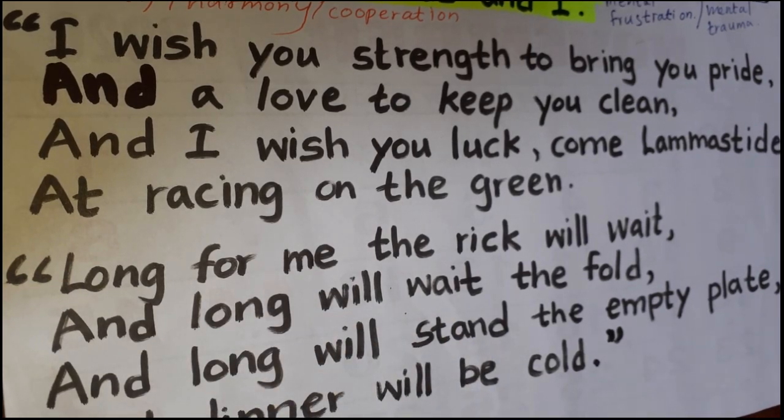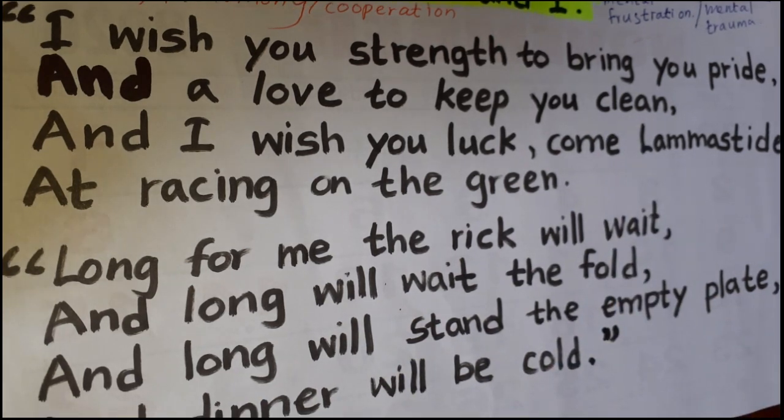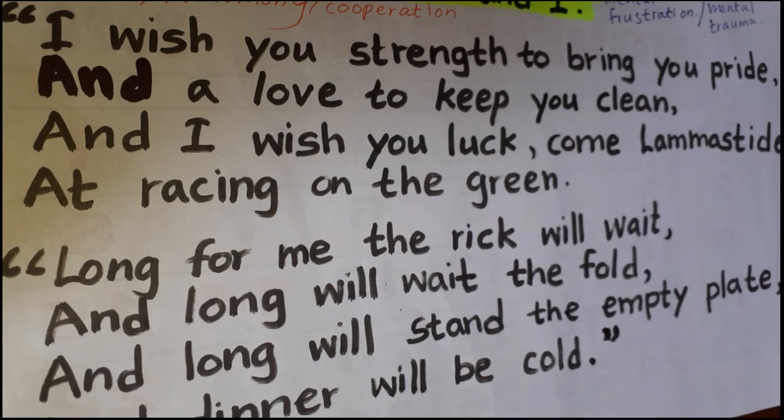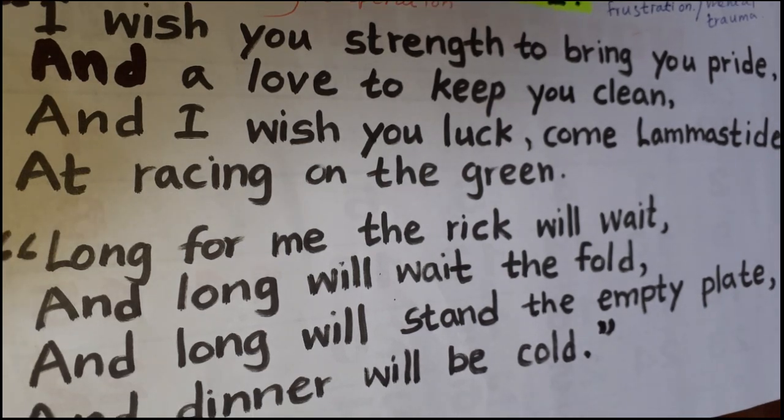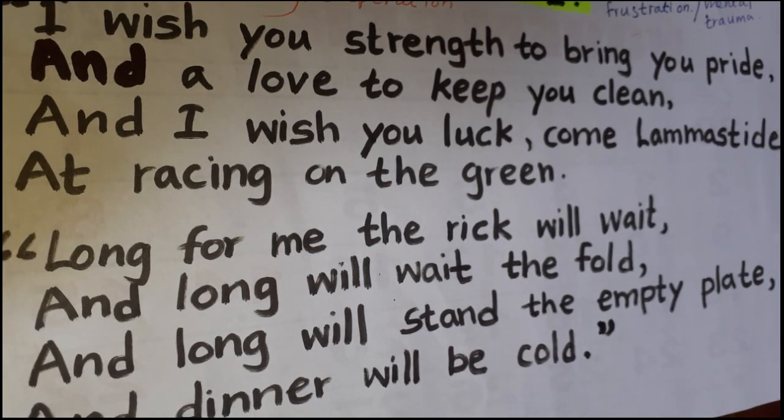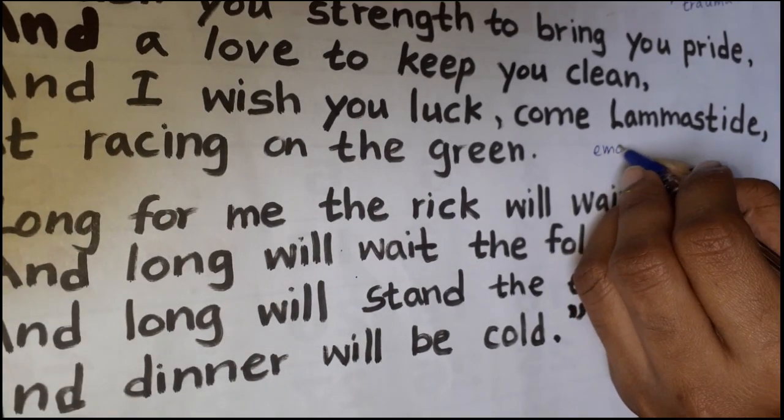It says, "I wish you strength to bring you pride, and a love to keep you clean, and I wish you luck come Lammastide at racing on the green." Well, so you can see this. It suggests that the poet creates a very emotional weave again.